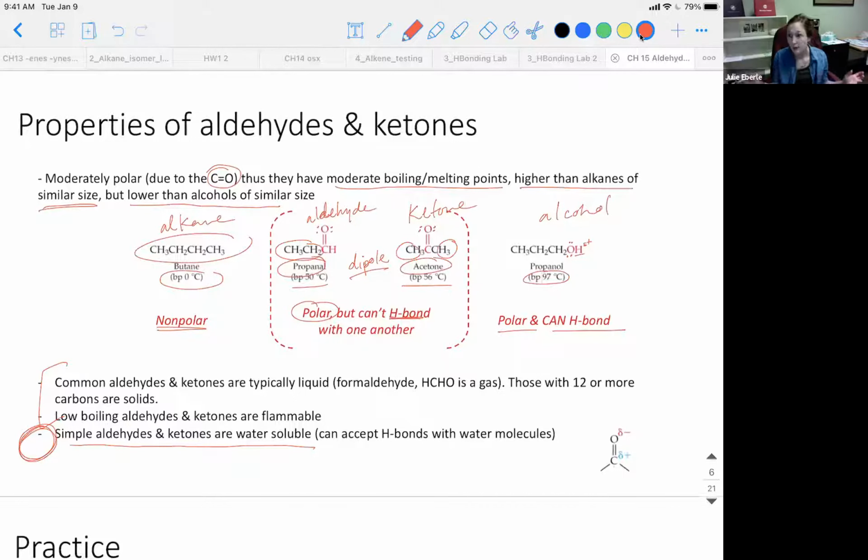But the longer you make those hydrocarbon chains off of the functional group, the more non-polar they are and the less soluble, just like with alcohols. The higher your carbon to oxygen ratio, the less soluble they are in polar solvents.